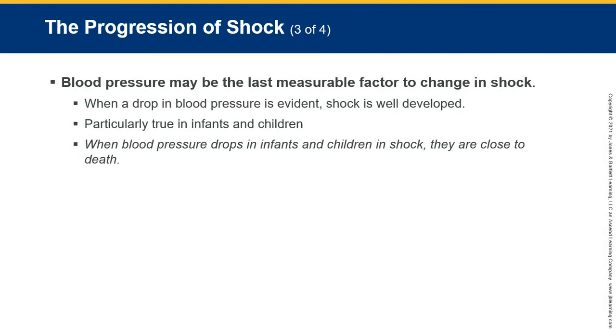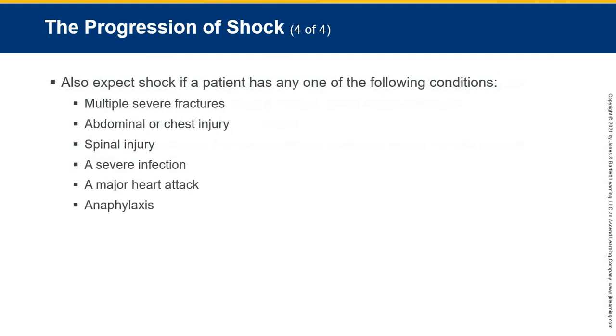By the time they actually get hypotension, the shock is well underway, especially in infants and children, because infants and children can actually compensate for longer periods of time. But when they start decompensating, they go downhill way faster. So when blood pressure starts to drop in pediatric patients, they're really close to death usually. So just expect shock in any of these kinds of patients.